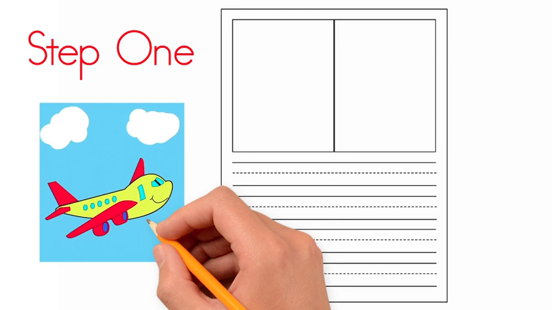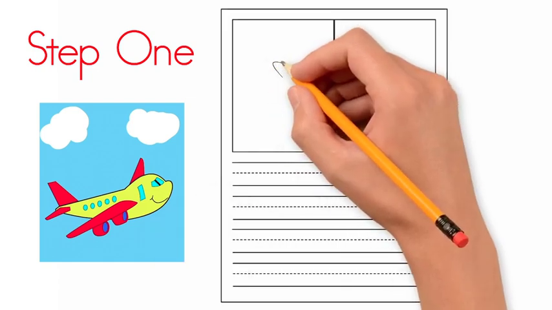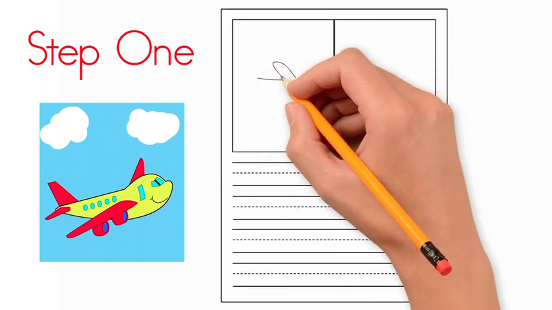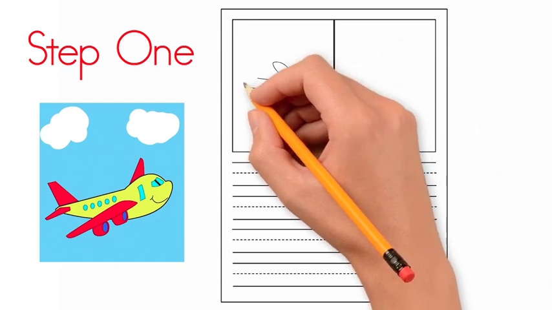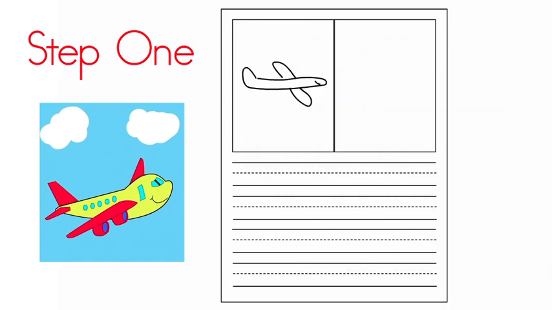The plane. Go to the planning page and draw a quick picture of the plane in the top left box. That's where we put who or what our sentence is about. Don't forget, your picture is not an art project. Instead, it should be a quick sketch of the idea.